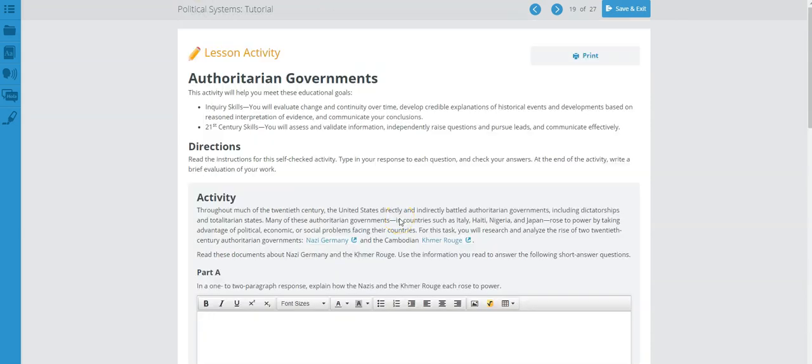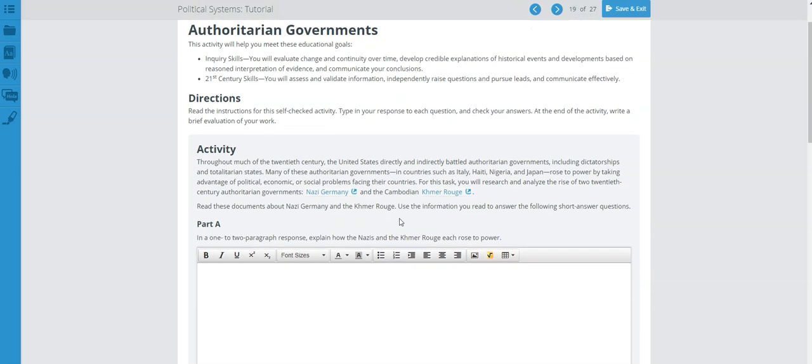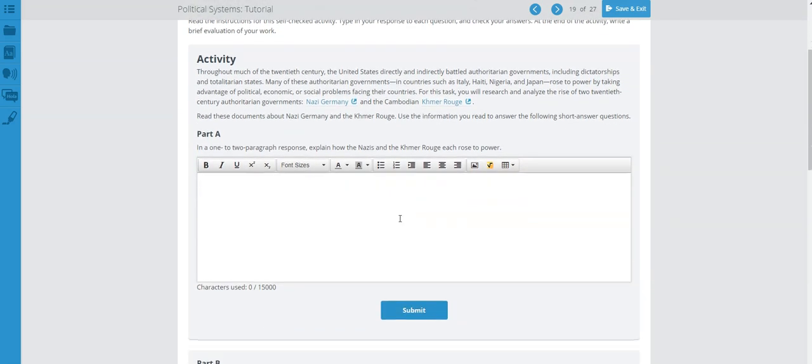We are finally moving on to the last activity that you will be doing for this political systems tutorial, and this is about authoritarian governments. What you are doing here is talking about Nazi Germany and the Cambodian Khmer Rouge. You will be comparing both governments and looking at the causes that made both of them rise to power. Let's read part A. In a 1 to 2 paragraph response, explain how the Nazis and the Khmer Rouge rose to power. Please look at the resources that have been given to you here, the Nazi Germany resource and the Khmer Rouge resource, and you will find an answer here.